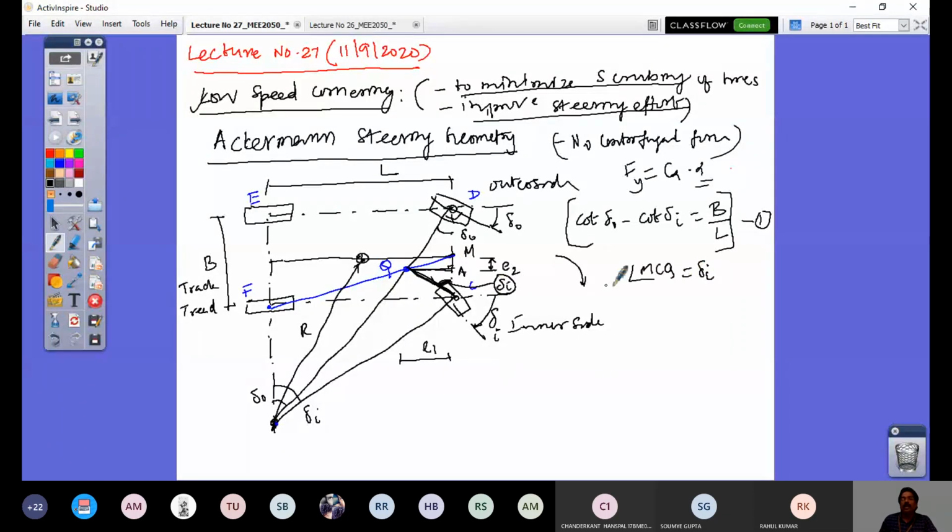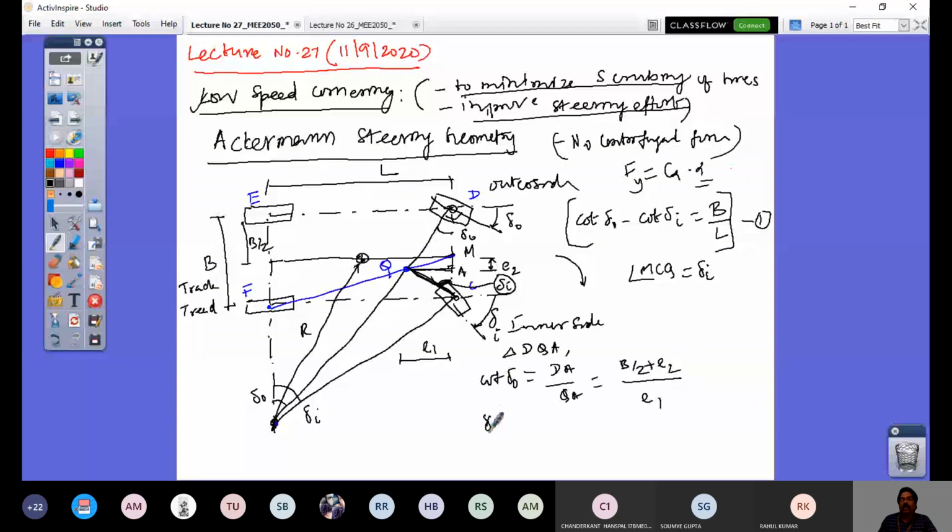Look at the triangle DQA. What is cot delta naught? In triangle DQA, cot delta naught is adjacent side by opposite side. Tan is opposite by adjacent, cot is adjacent by opposite. So adjacent is DA by QA. What is DA? It is B by 2 plus E2, by E1. So this distance is B by 2, the track. So DM is B by 2, MA is E2. So B by 2 plus E2 by E1 is cot delta naught.